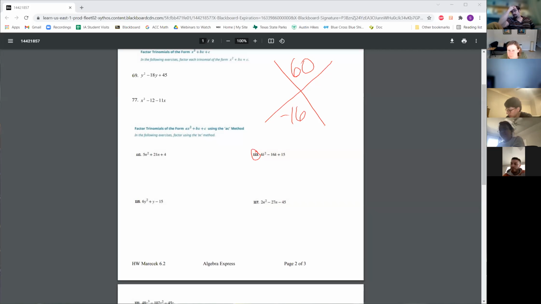It's negative 10. Negative 10 and negative 6. Yep, those multiply to positive 60 and add to negative 16. So let's break up our middle term. Plus 15. And then what can we factor from the first one?